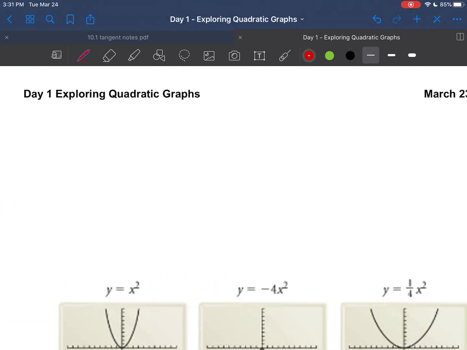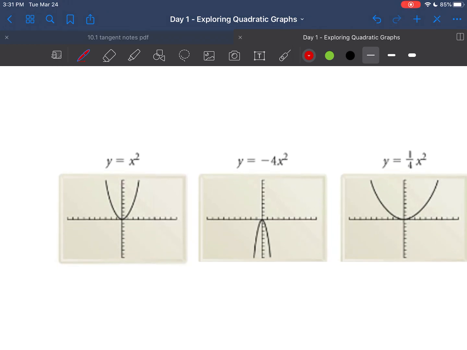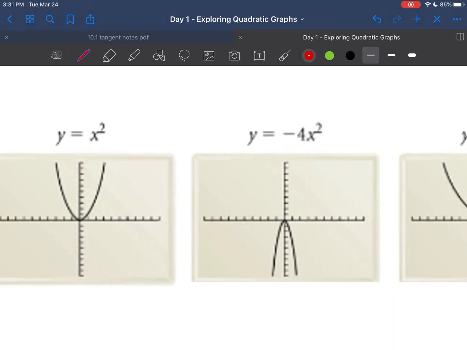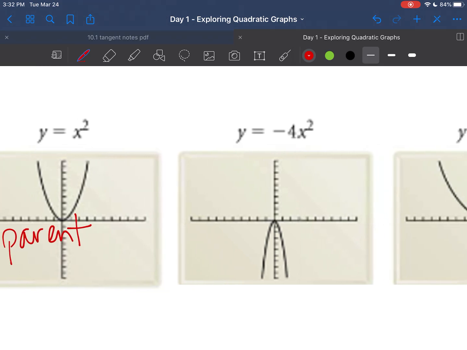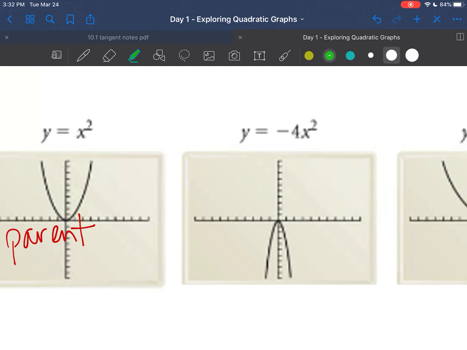All right, moving on. Let's look at those three pictures at the bottom. The only thing that I really want you to notice about this, now, first of all, this one here is our parent. So I'm going to write, parent. Okay. So this is my parent function. This is what I compare wider or narrower. Now, I just want you to notice that the A value here is a -4. So do you see how it's opening down? Okay, it's opening down right here.